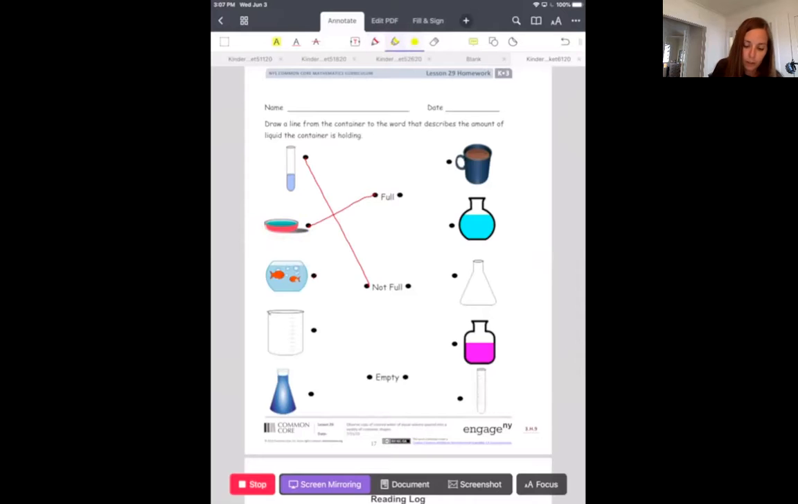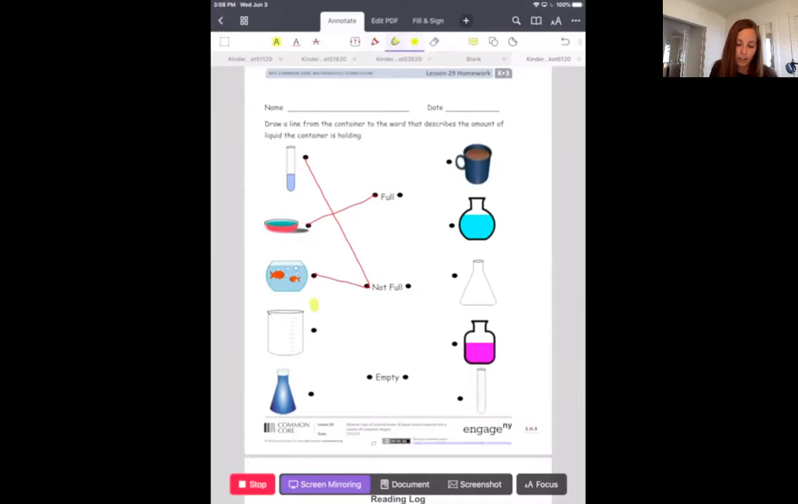Now we have our fishbowl. When you look at the fishbowl, look at where the water goes. So I want you to take a look at right where the water line is. Look at the top of the bowl. Does the water touch the top? No, I would say it's nearly full, but it's not quite there. So it is not full. Not full.